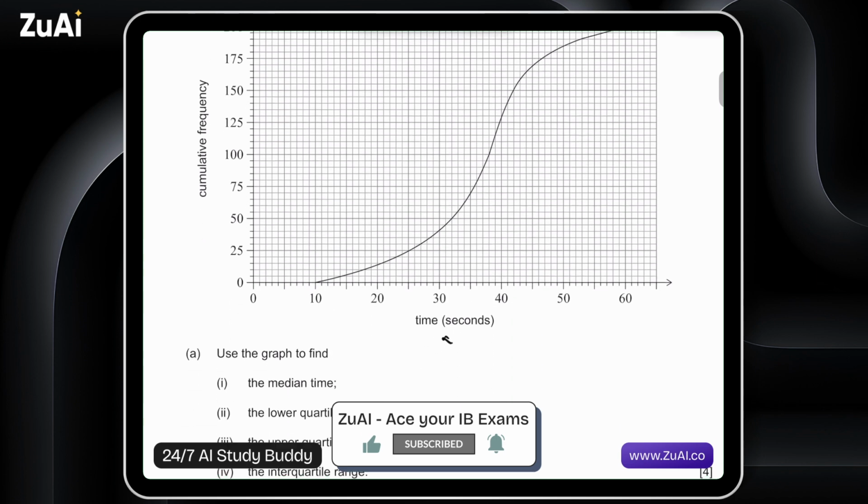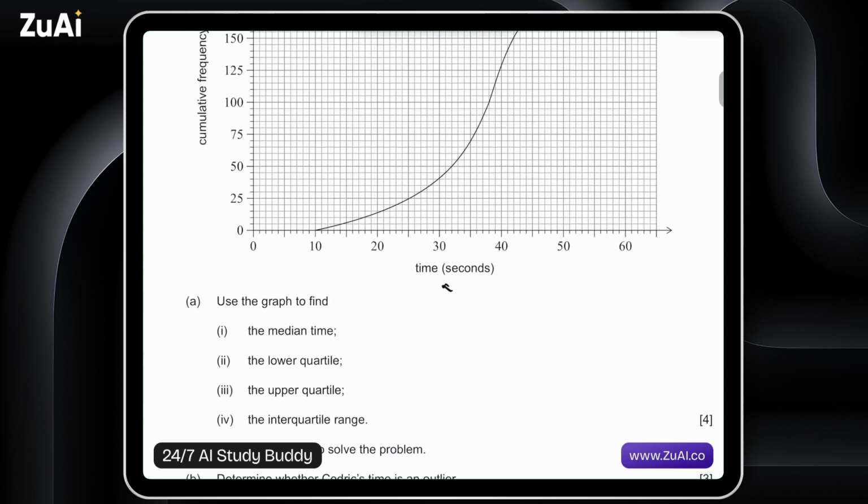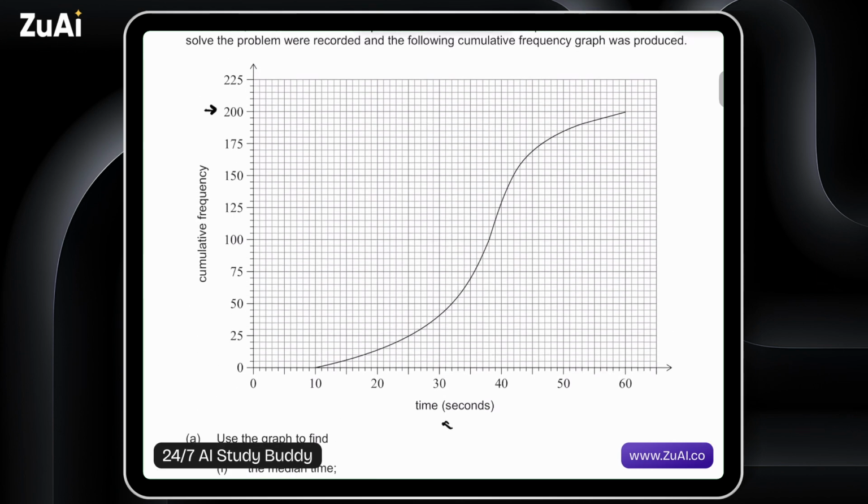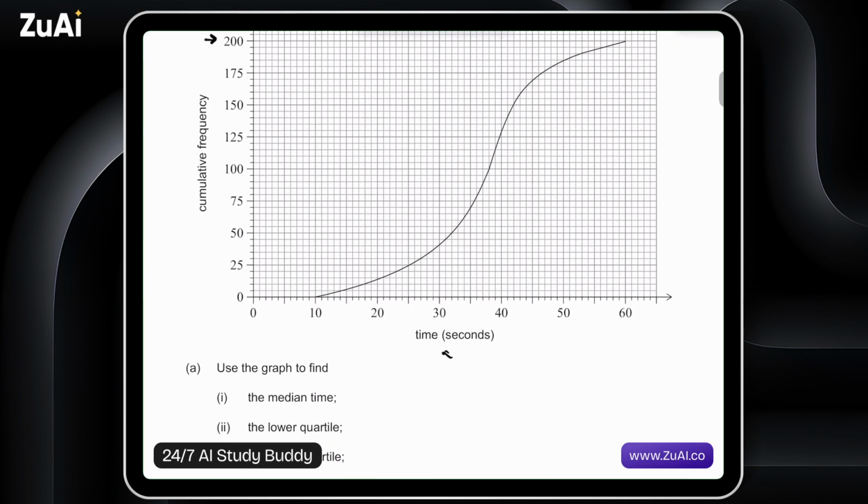Using the graph, find the median, lower quartile, upper quartile, interquartile range, and then at the very end we're asked to determine if a particular score is an outlier. So pretty common question actually. Let's go work this out.